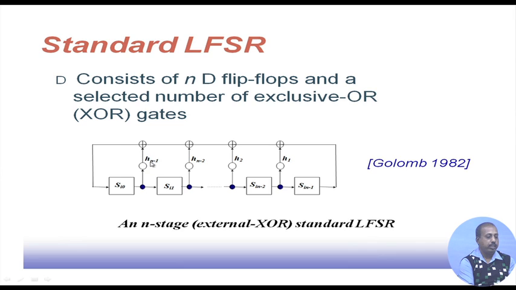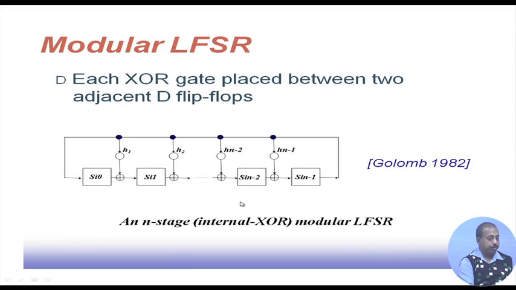So, if H n minus 1 is 1, then this output will be XORed; if H n minus 2 is 1, then this will be XORed. So, you see that the value that is coming back to S I 0 is nothing but a weighted sum of all these previous values H 1, H 2. This is the output of S I n minus 1, and then it is H 1 times this one, H 2 times this. That way it is a weighted sum of the previous stages.